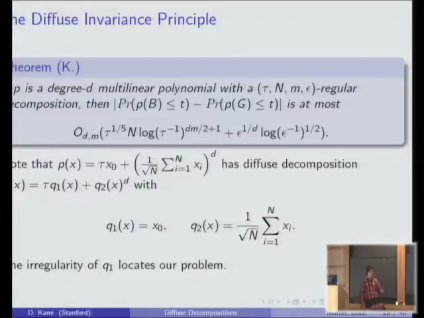P of x is tau times q1 plus q2 of x to the d, where q1 and q2 are the obvious polynomials. Now, of course, q2 of x is highly regular, but q1 is not remotely regular. And so somehow, by looking at these regular decompositions, we've pinned down exactly that the variable x naught is the one responsible for our invariance problems. And we've done this by separating out these two different parts of the polynomial by detecting this anticoncentration.